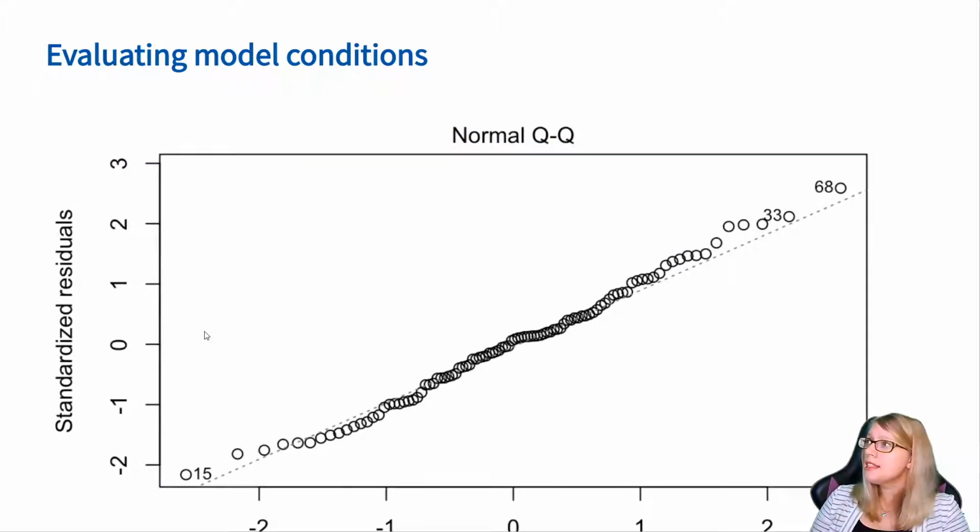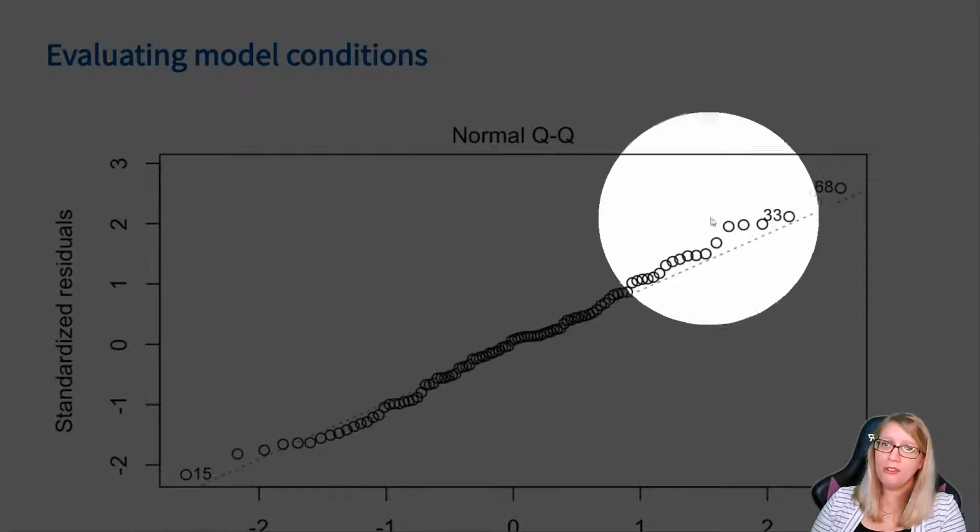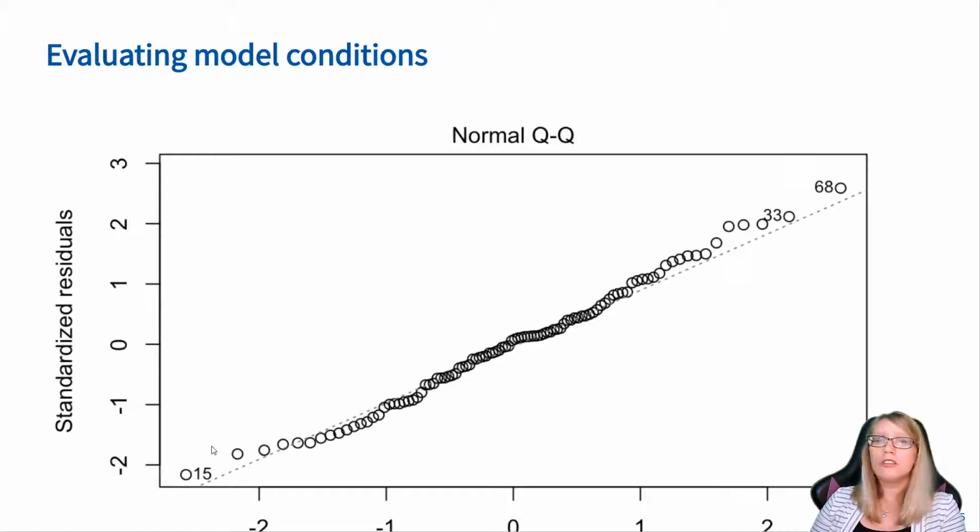So this is an example of a pretty good looking QQ plot. There is a little bit of wiggle. It's not perfect on the line, but overall, if you were to stand across the room and look at this plot, you would say, hey, that's a pretty straight diagonal. There's nothing too obvious here.